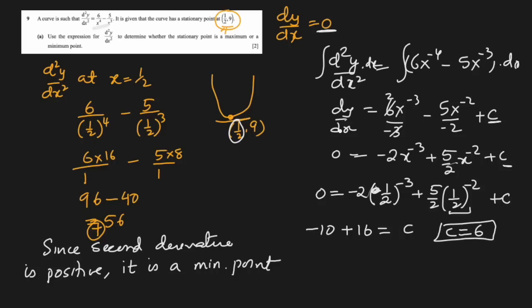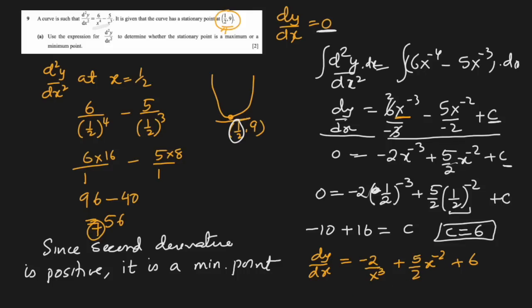So our equation, which was this for the first differential, will become dy over dx equal to minus 2 over x cube, or we can write x to the power minus 3 also. That's okay, because we have to integrate once more. Plus 5 over 2 x to the power minus 2 plus 6. That's the value of c.